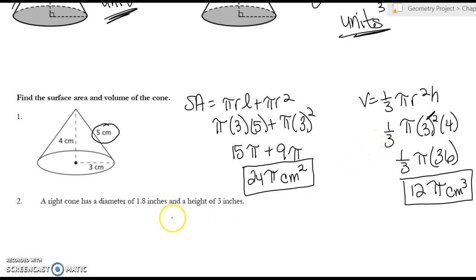Okay? What I would like you to do is try your surface area and your volume down here. You don't have a picture, but see what you can fill in, and then I will come back and help you.